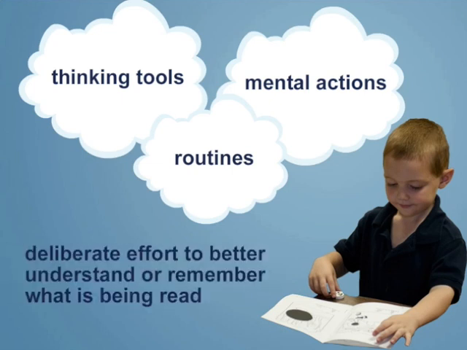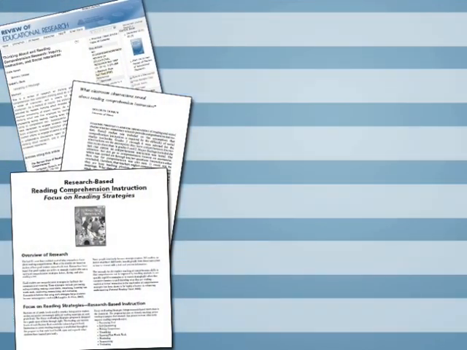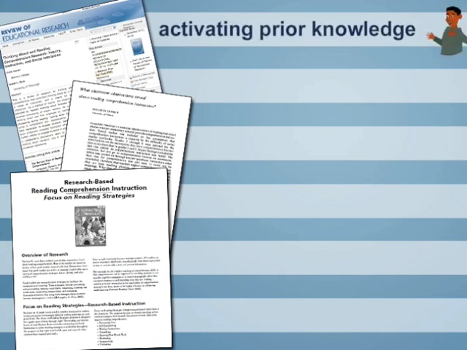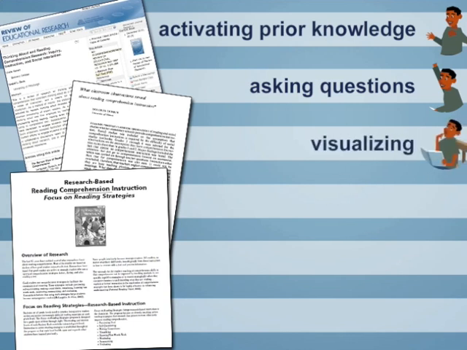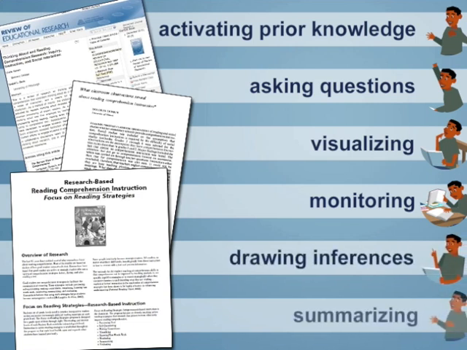They involve deliberate effort on the part of the reader to better understand or remember what is being read. Research studies have identified 6 strategies in the primary grades that improve readers' comprehension. Activating prior knowledge, relating personal experience or predicting what will happen in a text, asking questions while reading, visualizing or painting a picture in your mind of what is being read, monitoring or checking for understanding while reading, drawing inferences, and summarizing or retelling.